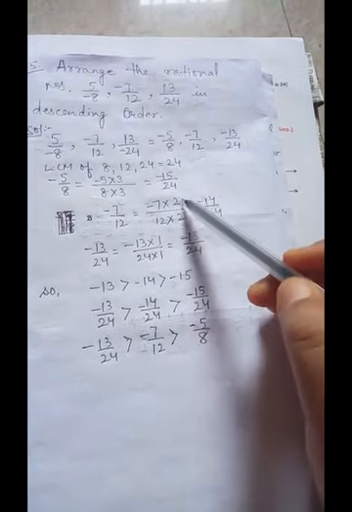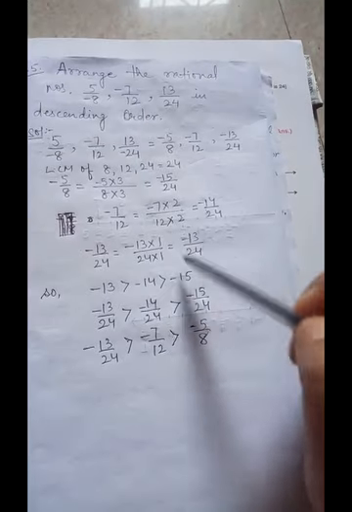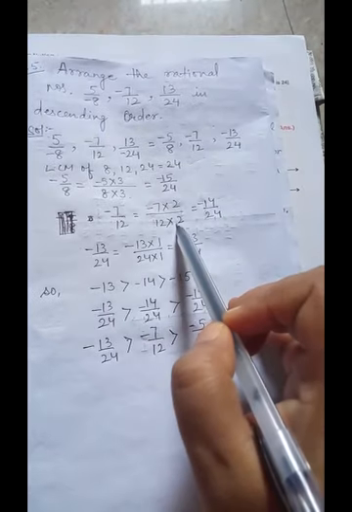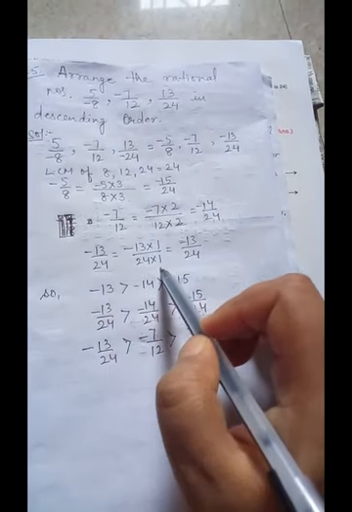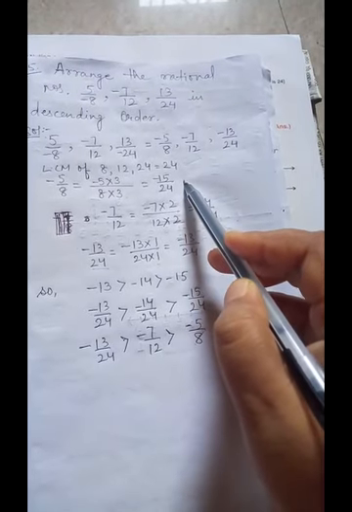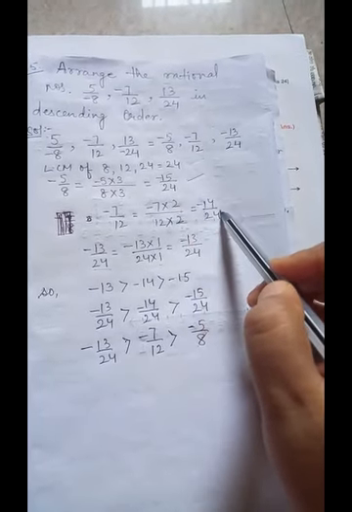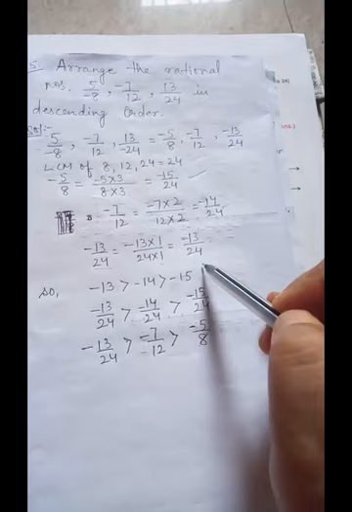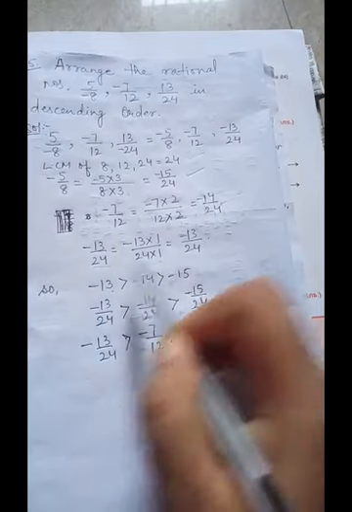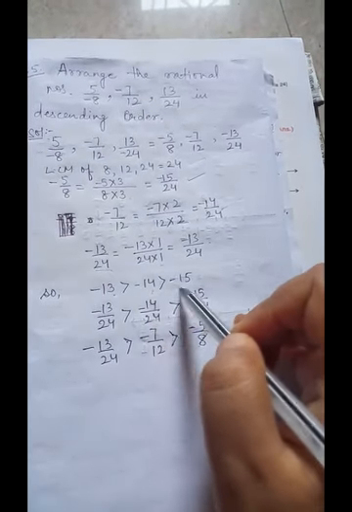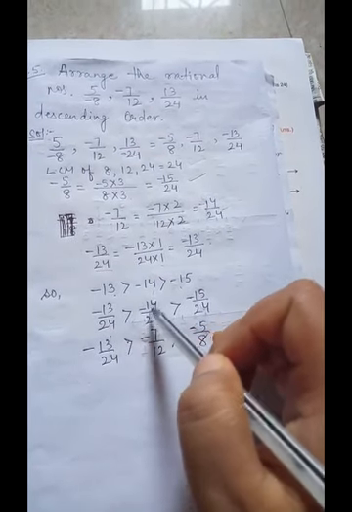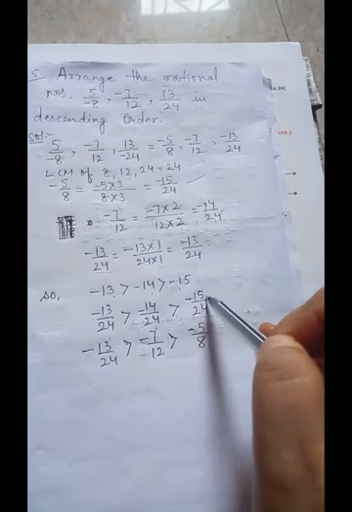Now we have to make our denominators equal to the LCM. In the first number we have to multiply both numerator and denominator by 3, and here by 2, and since it is 24, multiply by 1. So you will get here minus 15 by 24, here minus 14 by 24, and here minus 13 by 24. Out of these three, which one is greater? Obviously minus 13 is greater, then minus 14, then minus 15. So minus 13 by 24 is greater than minus 14 by 24, which is greater than minus 15 by 24.